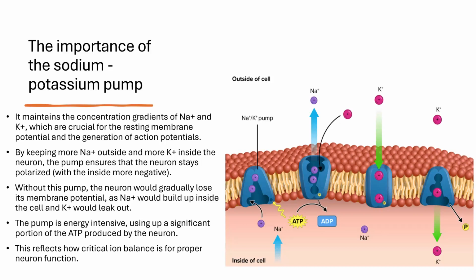Without this pump, the neuron would gradually lose its membrane potential as sodium would build up inside the cell and potassium would leak out. However, this pump is energy intensive, using up a significant portion of the ATP produced by the neuron. And this reflects how critical the ion balance is for proper neuron function.